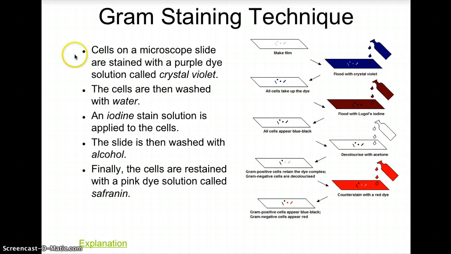For the gram staining, and again we'll do a virtual example of this in class, you will first put cells on a microscope slide that are stained with a purple dye solution called crystal violet, which is happening in this step 1. Then you wash the cells with water. Then you add an iodine solution. Then that slide is washed with alcohol. And then finally you'll restain the cells with a pink dye solution called safranin. So the gram-positive bacteria will stain violet after this, and then the gram-negative bacteria will stain pink or red. And let's watch this animation to see how that's done.